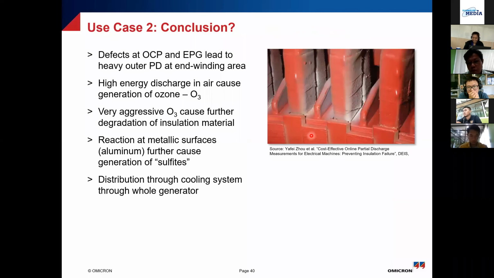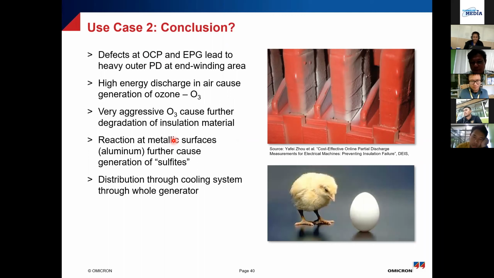So now this is a question of chicken and egg. You never know which happened first, which started it. Maybe the contamination started it, and eventually it started to destroy your OCP as well. Because of this high discharge, maybe in the end winding area, it started to have very aggressive ozone and then reaction at the metallic surfaces. But it's a situation of chicken and egg. You don't know what happened first. So maybe OCP happened first, and then the end winding started to degrade.